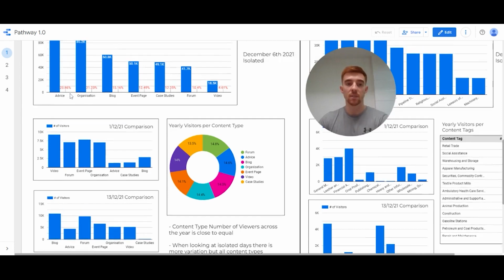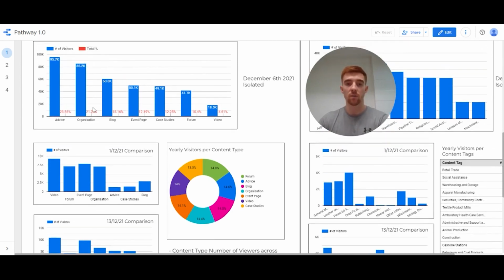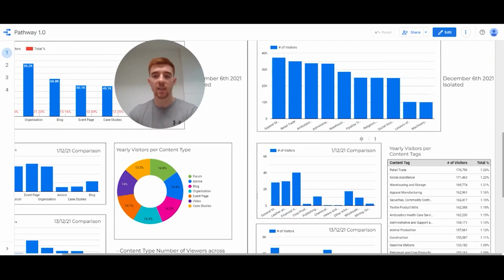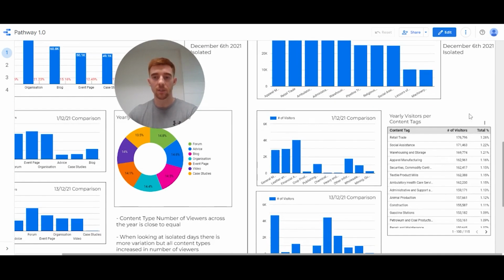And this isn't the same as this, it's more skewed towards advice and organisation. I've replicated pretty much the same thing on the right hand side, but this time we're going to be looking at the content tag. We can see I've still isolated December 6th and plotted them against the number of visitors, and I've done the same with the comparison, and it's a pretty similar story.